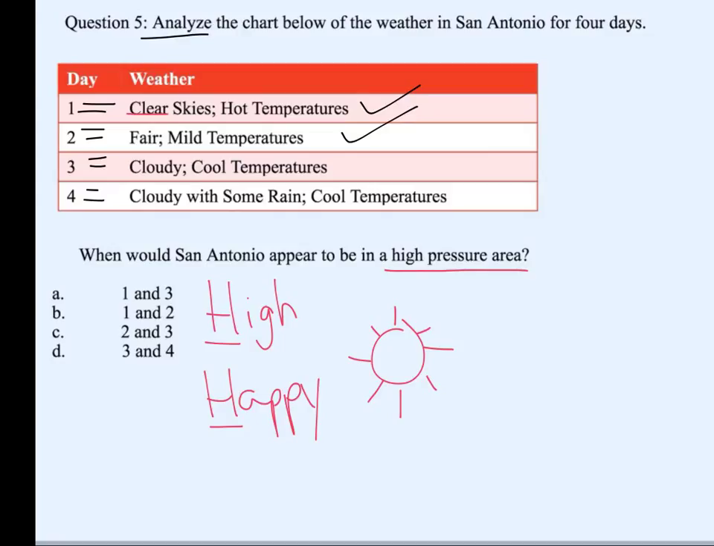What about day 3? Are there clear and sunny skies on that day? No, they're not clear. They're cloudy. So that one is not high pressure. Let's look at day 4. Cloudy with some rain and cool temperatures. Is that a high pressure zone? No, it's not either. So the only days that have high pressure areas are days 1 and 2. So which answer choice best matches that answer? Great job. Your answer is B, days 1 and 2. So make sure you write that down in your handout.